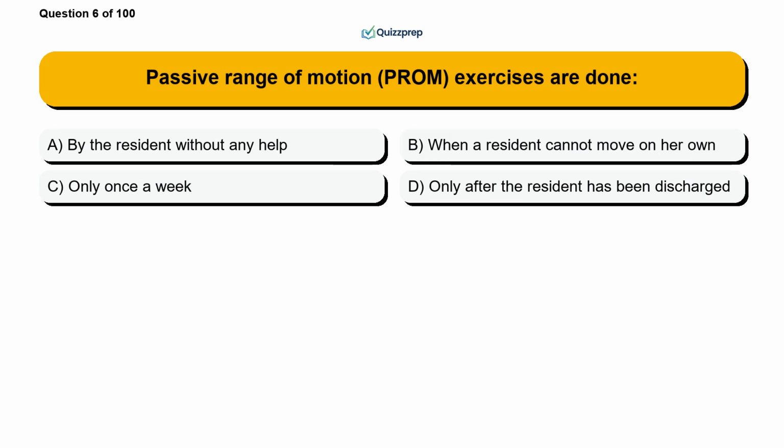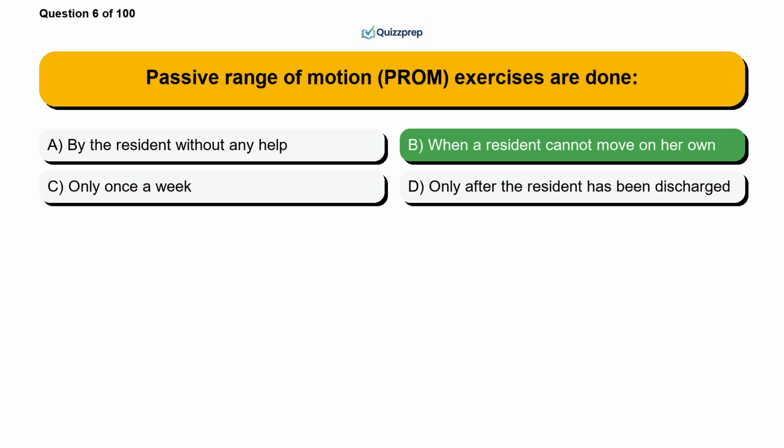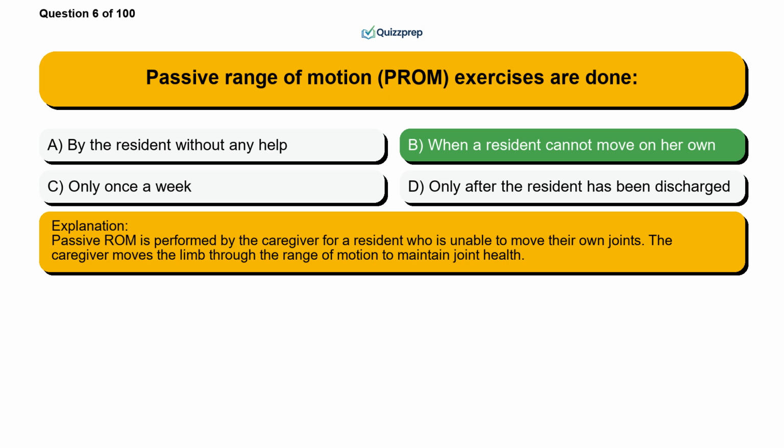Question 6. Passive range of motion, PROM, exercises are done: Option A, by the resident without any help. Option B, when a resident cannot move on her own. Option C, only once a week. Option D, only after the resident has been discharged. The correct answer is option B, when a resident cannot move on her own. Passive ROM is performed by the caregiver for a resident who is unable to move their own joints. The caregiver moves the limb through the range of motion to maintain joint health.